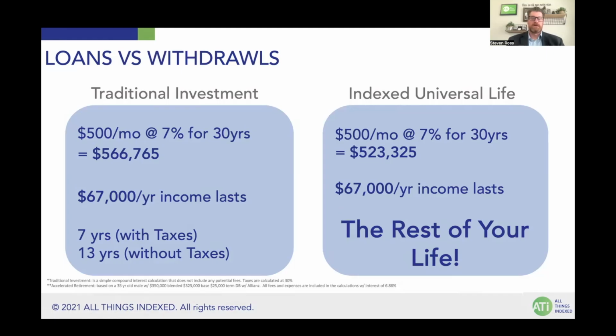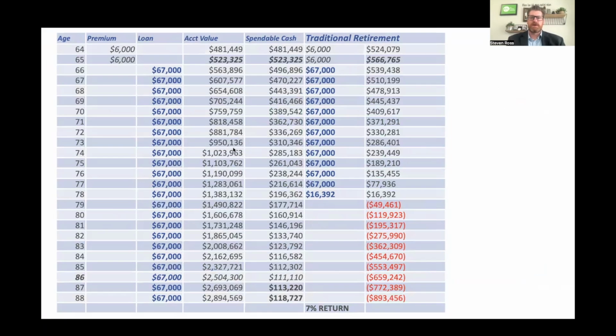Okay. Now you might be thinking, how in the world does that happen? And that doesn't make any sense. Well, let's break that down a little bit. Don't get overwhelmed by these numbers, but I'm going to point out a few things. So if we look at a traditional investment, it grew to that 566, but when we take a 67,000 withdrawal, our account value goes down. Even with interest added back in, we don't get back to our 566. We're at 539.